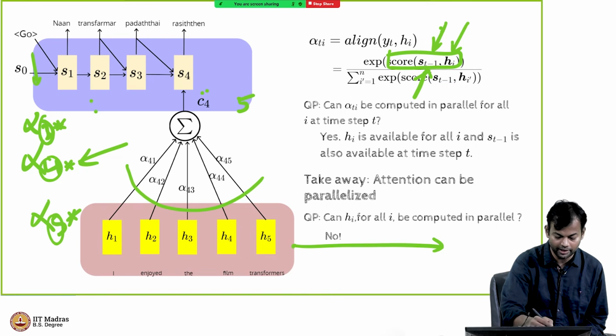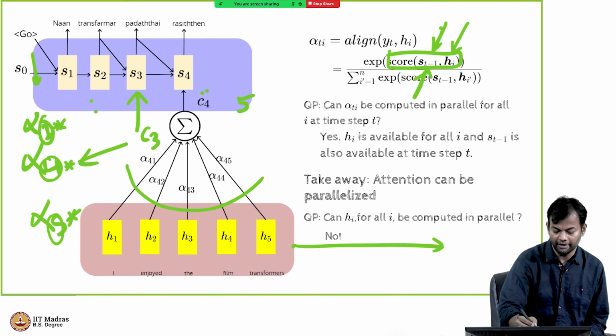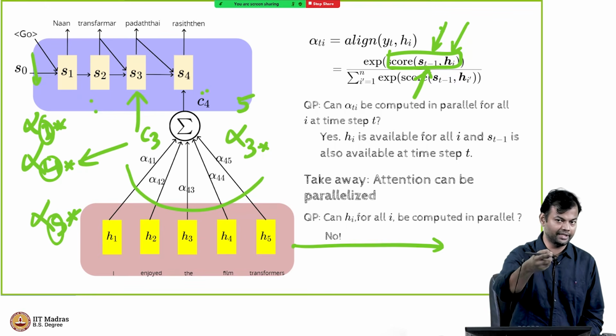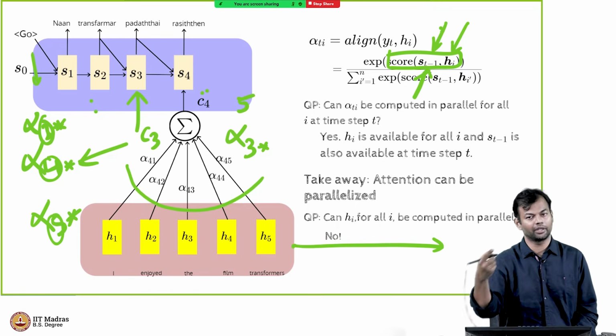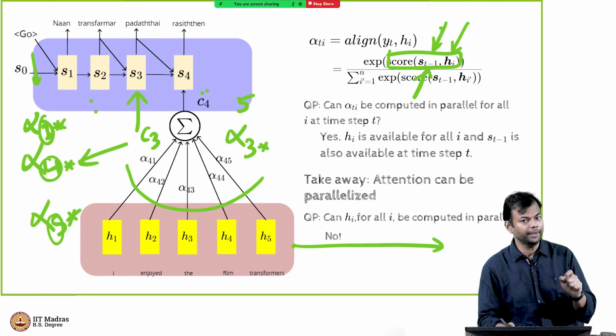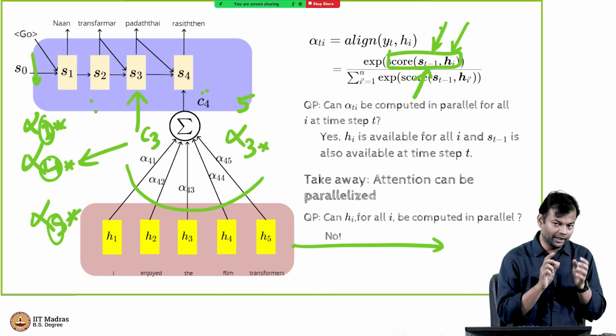So st minus 1 here, this one would depend on C3, and C3 in turn would be a function of all the alpha 3's. So unless I have computed alpha 3, I cannot compute C3. Unless I have computed C3, I cannot compute S3. Unless I have computed S3, I cannot compute the alpha 4's. So all the alphas cannot be computed in parallel, but for a given t, the alphas can be computed in parallel.